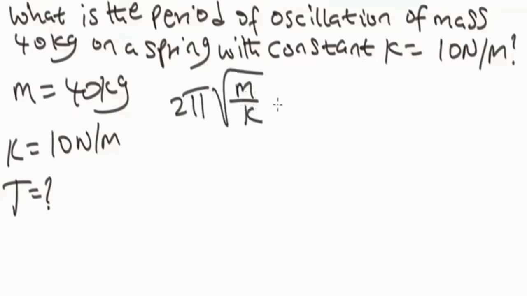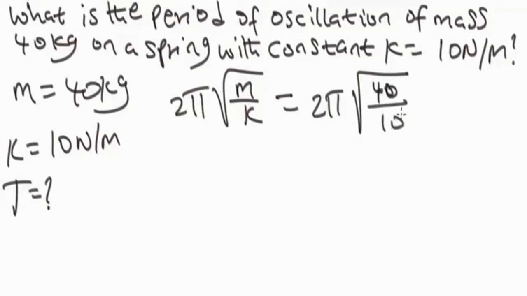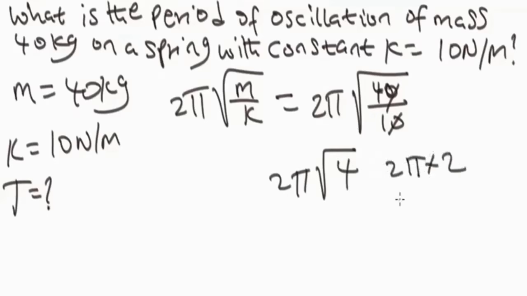Since we have mass and spring constant, we're going to have 2 pi square root of mass, which is 40. It is in kg, so no need for converting, over the spring constant 10. When you simplify this, you have 2 pi square root of 4. Square root of 4 gives us 2. So then you have 2 pi times 2. So the answer to this question, if you are leaving it in pi, will be 4 pi seconds. That would be the answer to this problem.